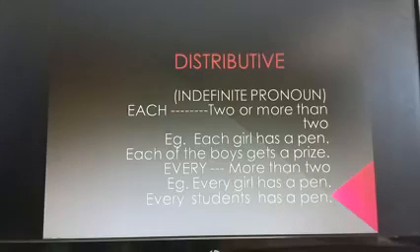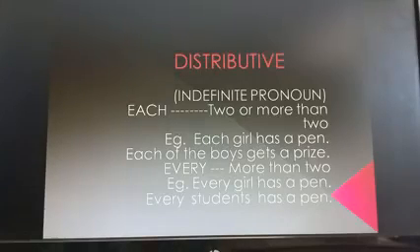Each, where we use each? We use each for two or more than two persons. For example, each girl has a pen. Or each of the boys gets a prize. Here we want two or more than two persons or objects.